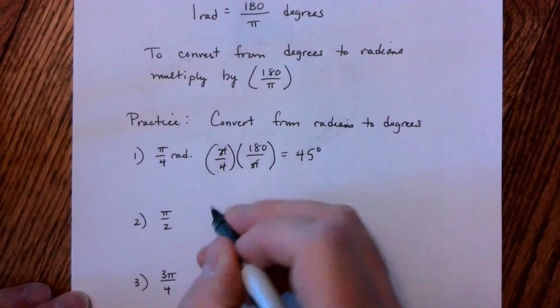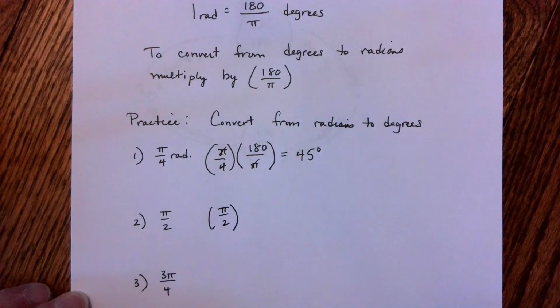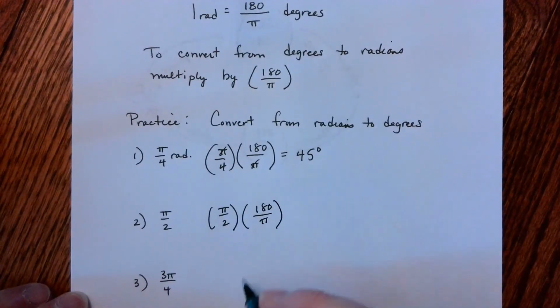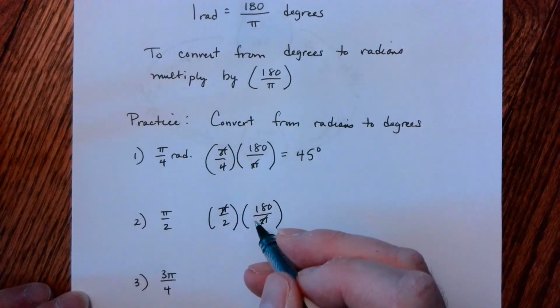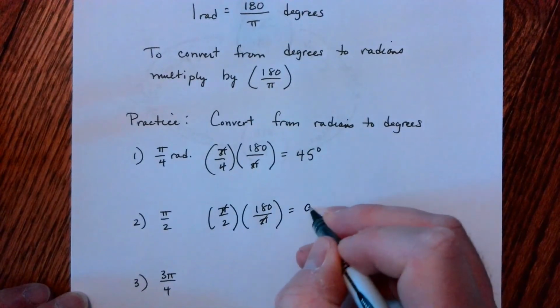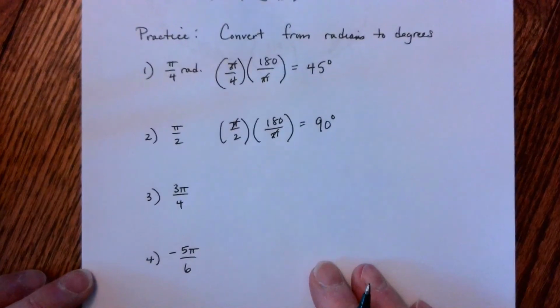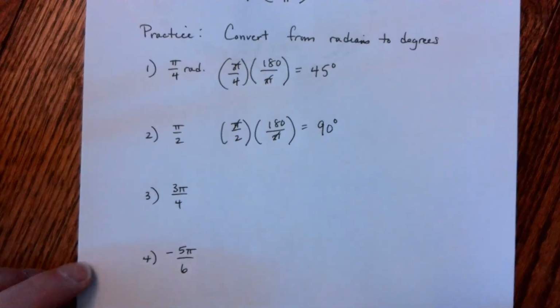Let's take a look at problem number 2. We're going to have pi over 2, which is our radians, and we're simply going to multiply that times 180 over pi. The pi's cancel out, or reduce out. 180 divided by 2 is 90. So pi over 2 is equal to 90 degrees. As you get better at these, you'll be able to actually do them in your head. You won't even need to do them on paper anymore. But until you get comfortable with them, you do want to work these problems out.